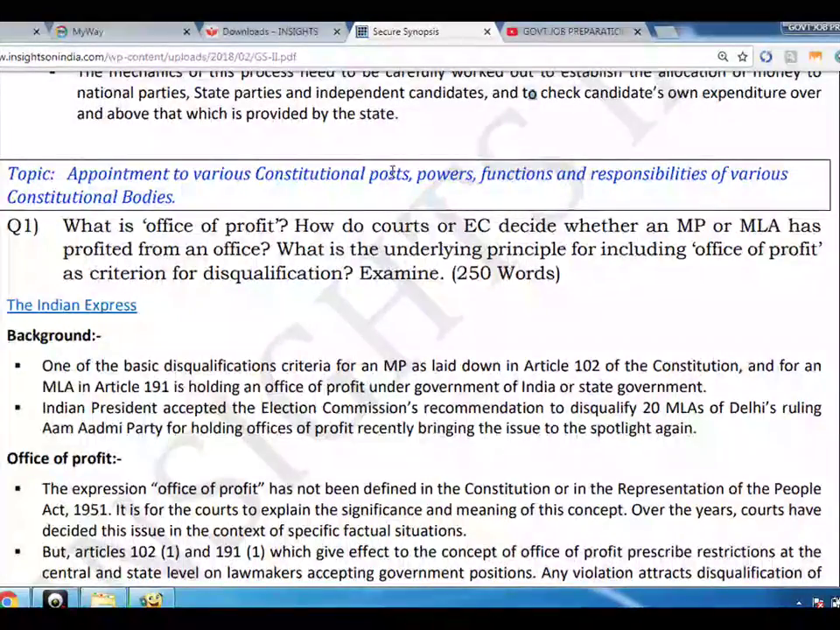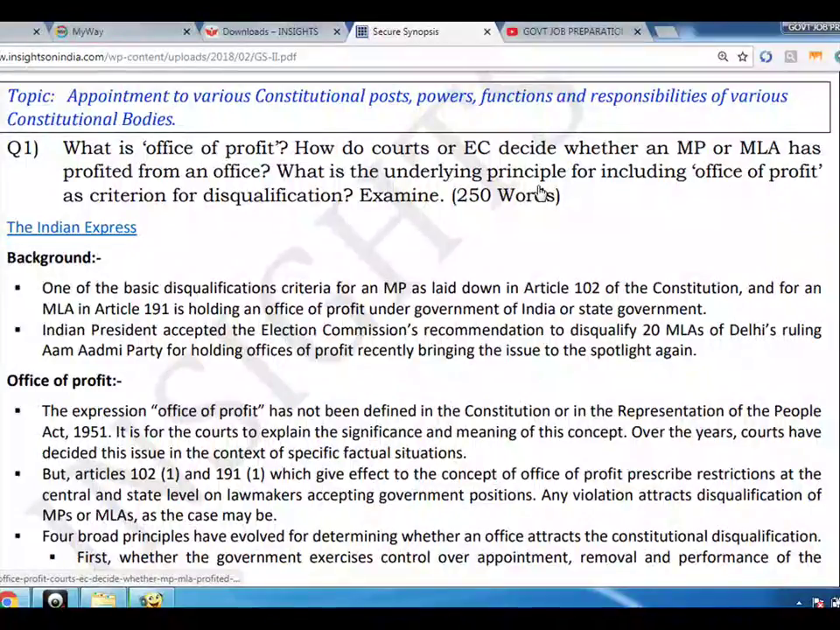...to various constitutional posts, powers, functions and responsibilities of various constitutional bodies. Q1. What is office of profit? How do courts or EC decide whether an MP or MLA has profited from an office? What is the underlying principle for including office of profit as criterion for disqualification?